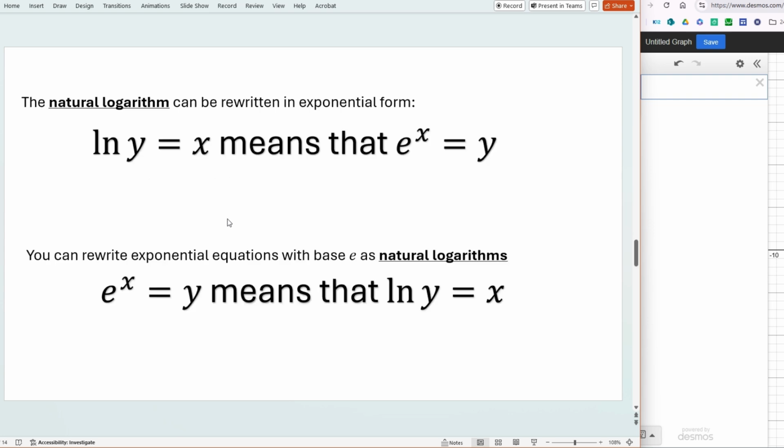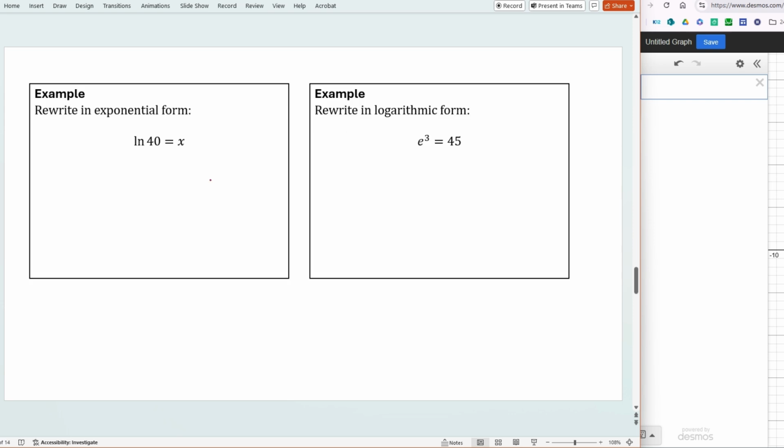So the natural log can also be rewritten in exponential form. If we have ln y equals x, that means e to the x equals y, right? Because remember, ln y basically is saying the log base e of y. So we can rewrite that as e to the x is y. Similarly, if we have an exponential equation with a base of e, that can be rewritten as a natural log, right? If you have e to the x equals y, you can rewrite that as the natural log of y equals x.